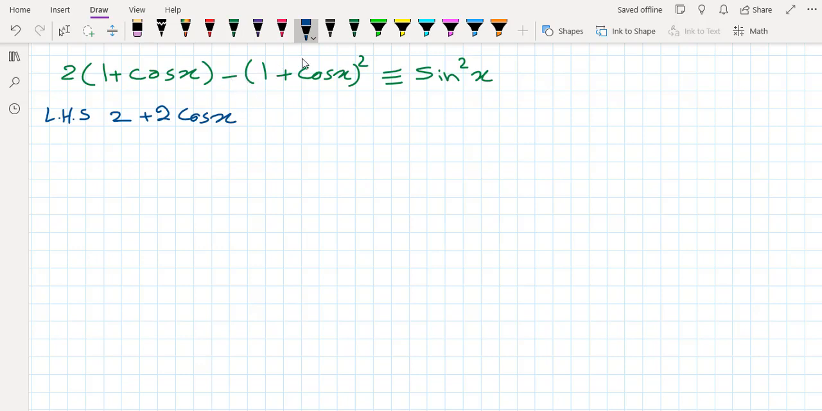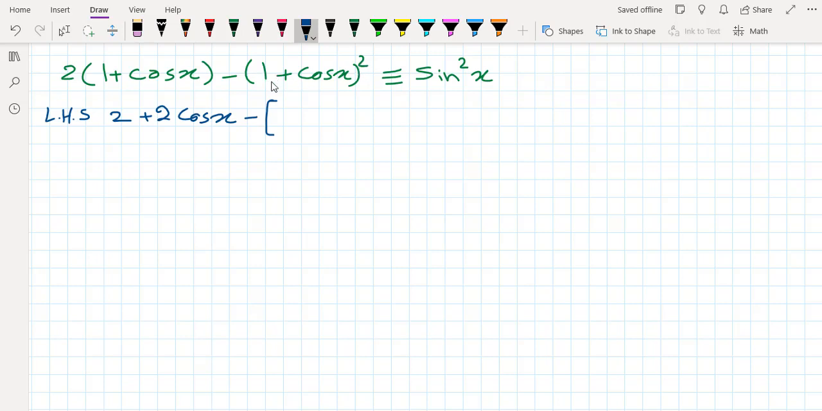I have a minus with a square bracket. I keep the minus and write a bracket like this. After I expand this, I multiply the minus by what is inside the bracket. We have a squared bracket. The quick way is like this.